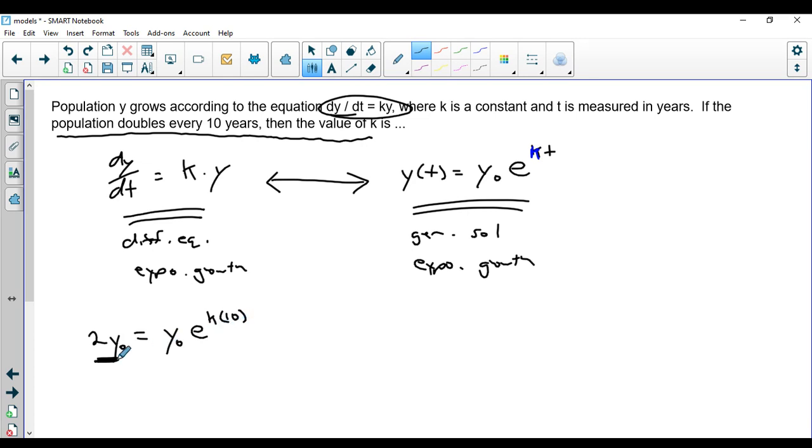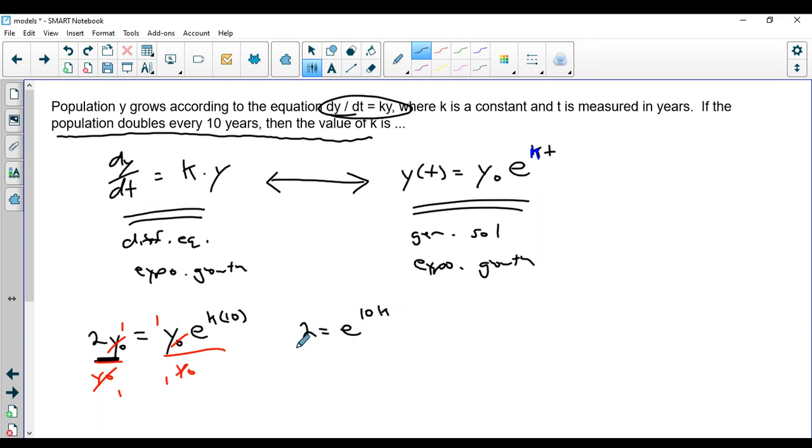How are you going to solve for K? Well, what happens with the Y naughts? Obviously, you can divide both sides by Y naught. And if you divide both sides by Y naught, the Y naughts are gone. So then what do you end up getting? You end up getting that 2 equals E to the 10K.